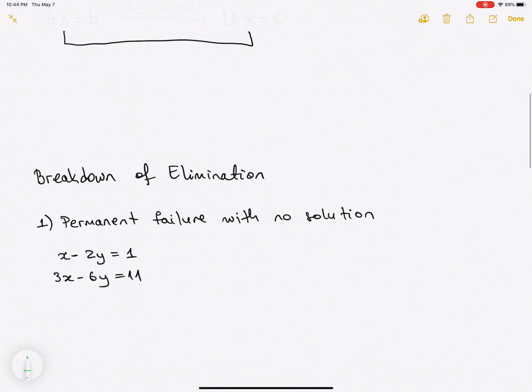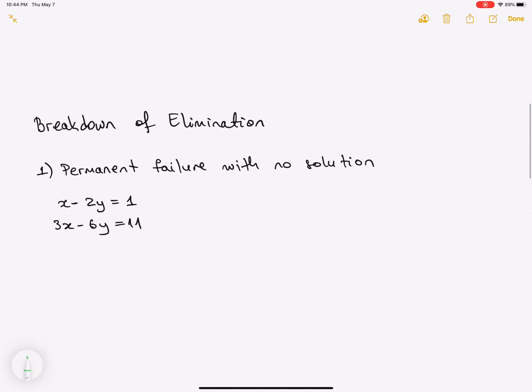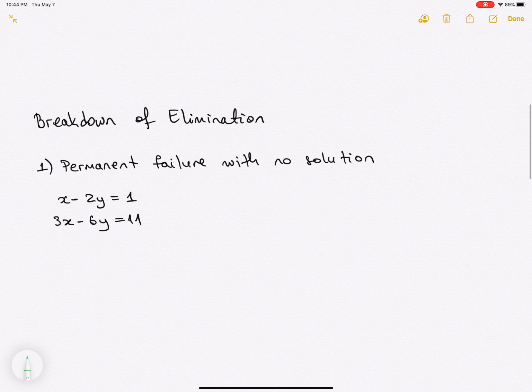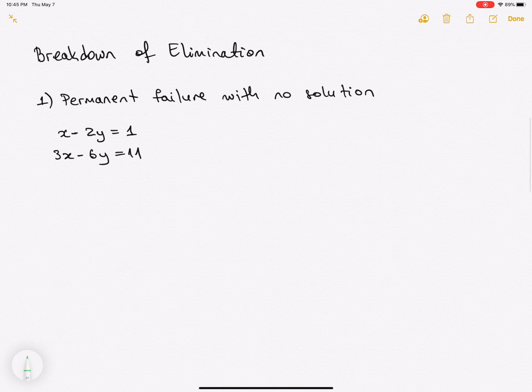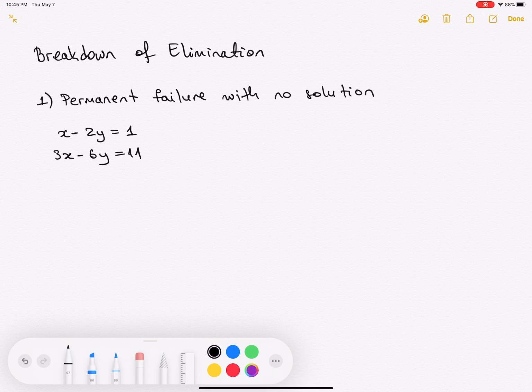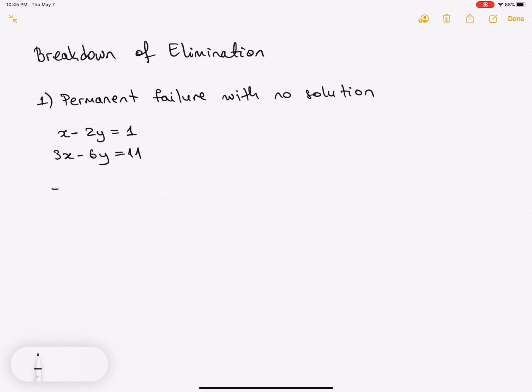Elimination doesn't always work. So there are situations where the system doesn't have a solution. Where could that happen? Well, it could happen if the two lines are, for example, parallel. Let's right away go into representing this system in an augmented matrix. So the corresponding matrix is 1, 3, that's the first column, -2, -6, equal to 1, 11.